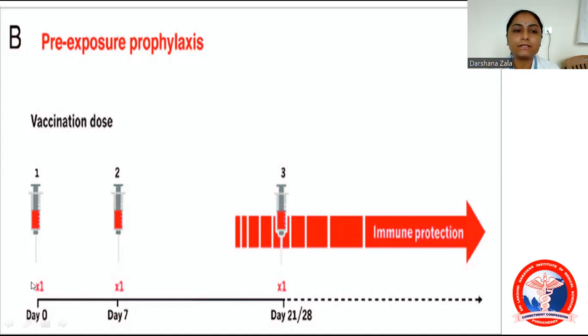Here the dosage schedule is 0, 7 and 21 or 28. So only 3 visits are required, single site. So 3 doses will be given at the 3 visits: 0, 7, and lastly 21 or 28. So these are the pre-exposure prophylaxis schedules.